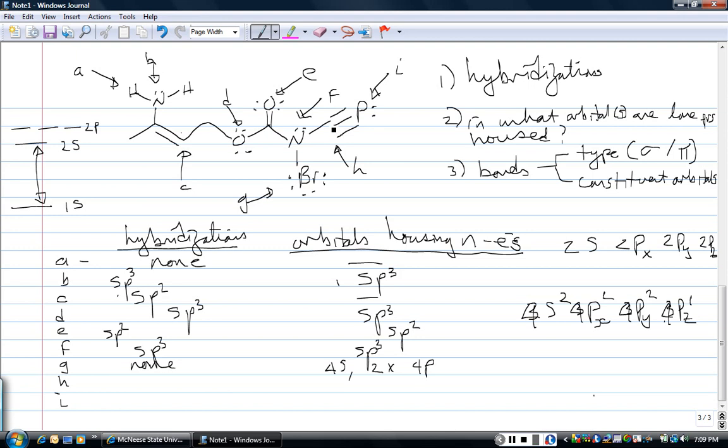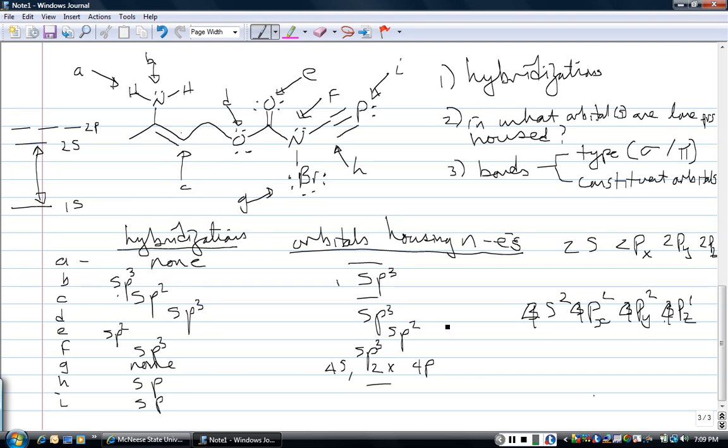H. How many pi bonds is the carbon forming? 2. Therefore, it's going to keep 2 orbitals reserved, 2p orbitals reserved for pi bond formation. It'll therefore be sp hybridized. So I'm going to write sp. There are no lone pairs in that carbon, so that's not an issue. The phosphorus, how many pi bonds is it forming? The answer is 2. Therefore, it must also be sp hybridized.